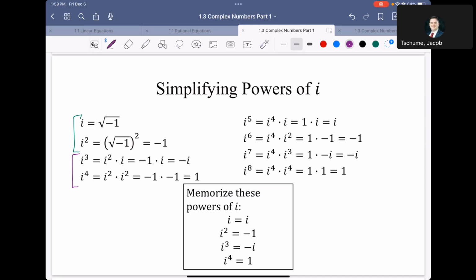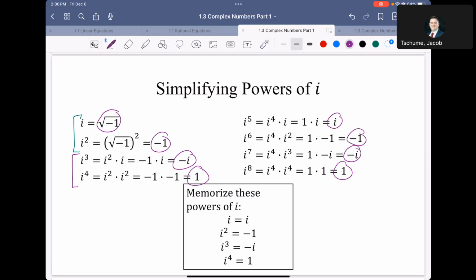Likewise, if you do i to the 4th, that's the same thing as i squared times i squared, which would be negative 1 times negative 1, which is just positive 1. And that gives you the 4 different values of the i's. Now you'll notice I went ahead and wrote the next 4 out as well, i to the 5th, 6th, 7th, and 8th. But you'll notice all that's happening is your values are repeating themselves.